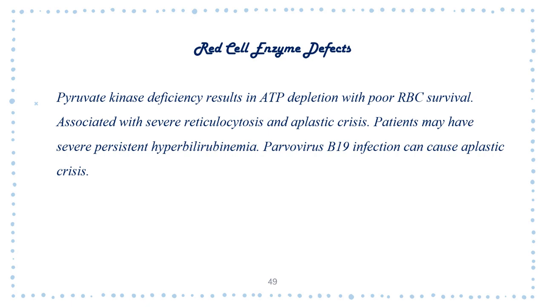Another red cell enzyme defect, which I won't be talking about in much detail, is pyruvate kinase deficiency. It's less common than G6PD deficiency, and it can be associated with an aplastic crisis and severe persistent hyperbilirubinemia. It's quite rare. I've only seen one patient with that, and they rarely ask about this disease in the exam, except for the fact that you should know that it's similar to G6PD deficiency in that it's a red cell enzyme defect.